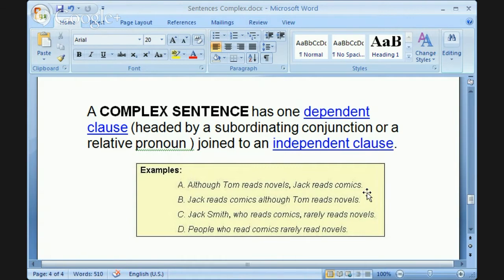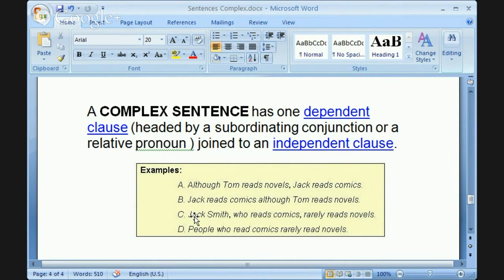Jack reads comics is a complete idea. And if I said to you, Jack reads comics, well, by golly, that actually makes some sense. If I said to you, although Tom reads novels, it would make no sense. Thus, it is a dependent clause.